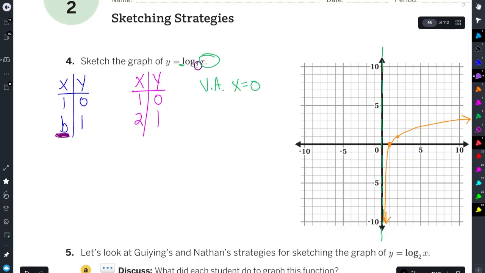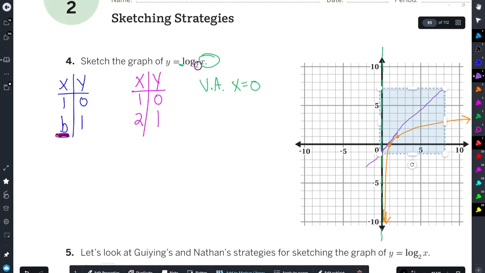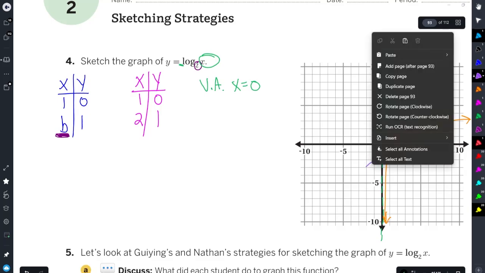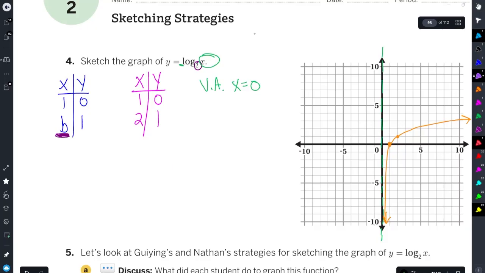A lot of people will just see the 2 points and want to draw something like that going through the asymptote, or they'll draw something like this, but then this side will go up too quickly. So a logarithmic graph grows very slowly, so it should look something like the orange graph there.